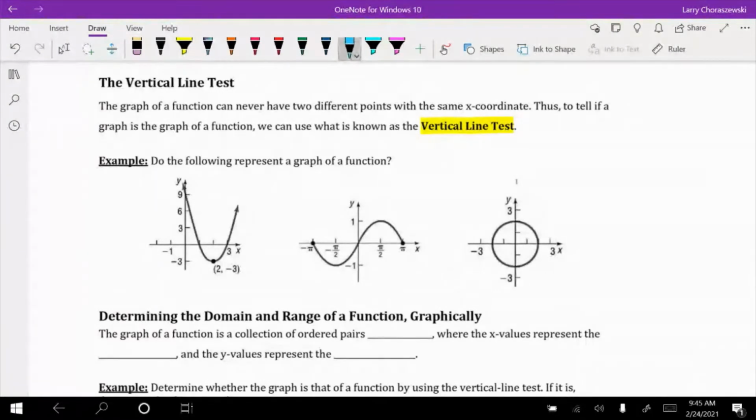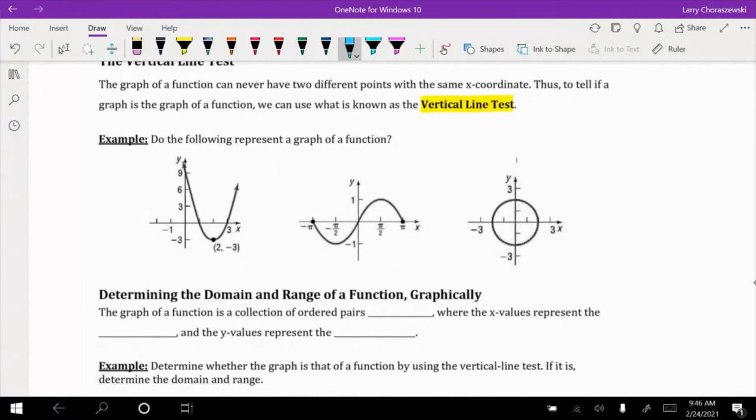Now, that said, let's look at the first of these three graphs. We draw a vertical line right here. It appears that that vertical line crosses the graph in just one spot. I'll include a couple more. How many times did that vertical line cross the graph? One time. What do you think? If I were to draw any vertical line through this graph, how many times would that vertical line intersect the graph?